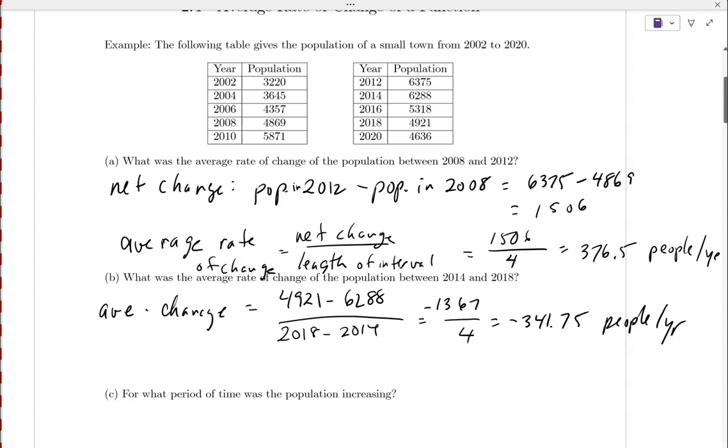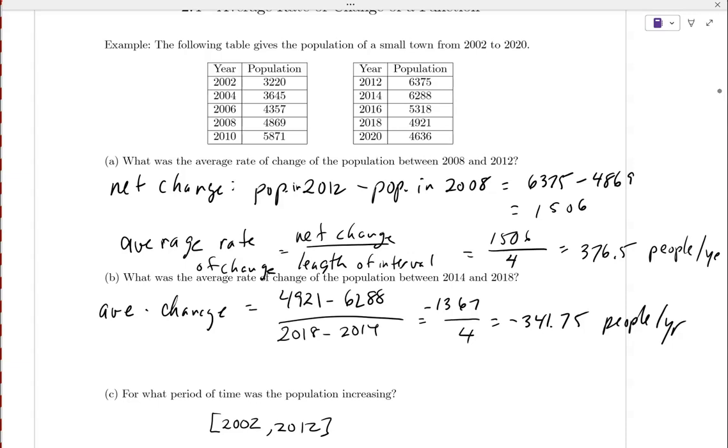These last two questions, though, we should be able to just look at the table to tell us these answers. It's asking for what period of time is the population going up. Well, just looking at your populations here, 3220 to 3645, it's going up, up, up, up until 2012, right? So if we wanted to write that in interval notation again, you would write 2002 to 2012, right?